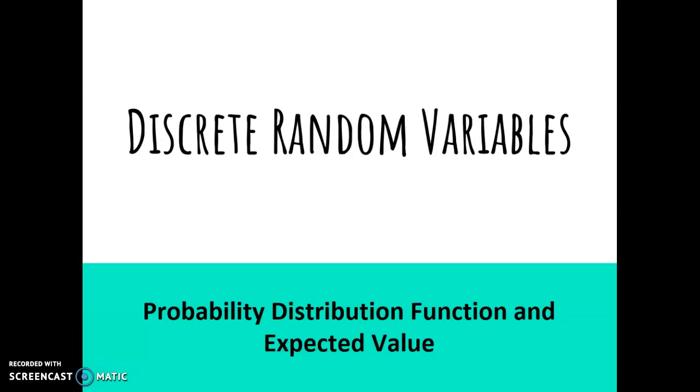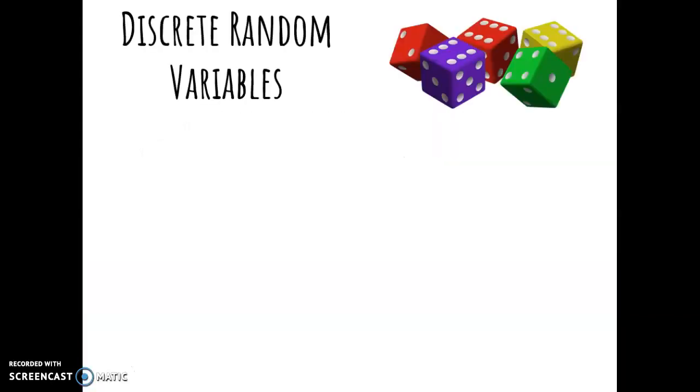This video covers discrete random variables, and we will be discussing the probability distribution function and expected value. So, in probability, if we were to roll one die, and I were to ask you what's the probability of rolling a number that is odd, you would say 3 out of 6, which is 1/2 or 0.5, because there are 3 sides that are odd, 1, 3, and 5 out of 6 total sides.